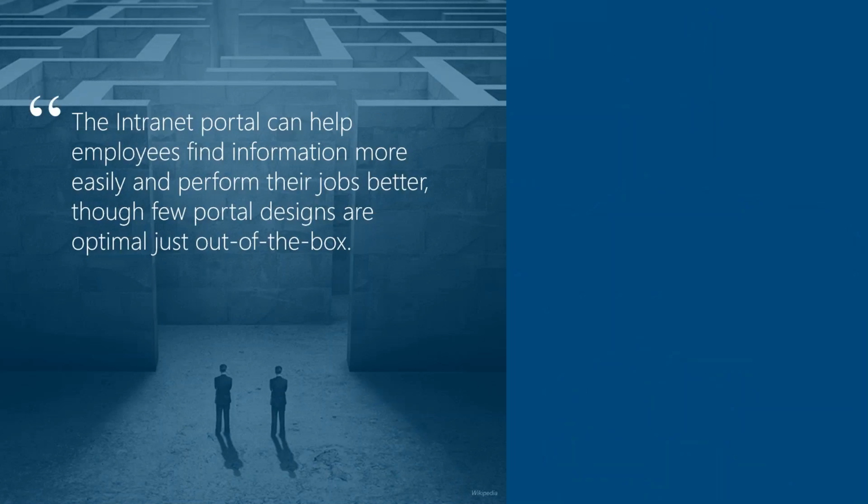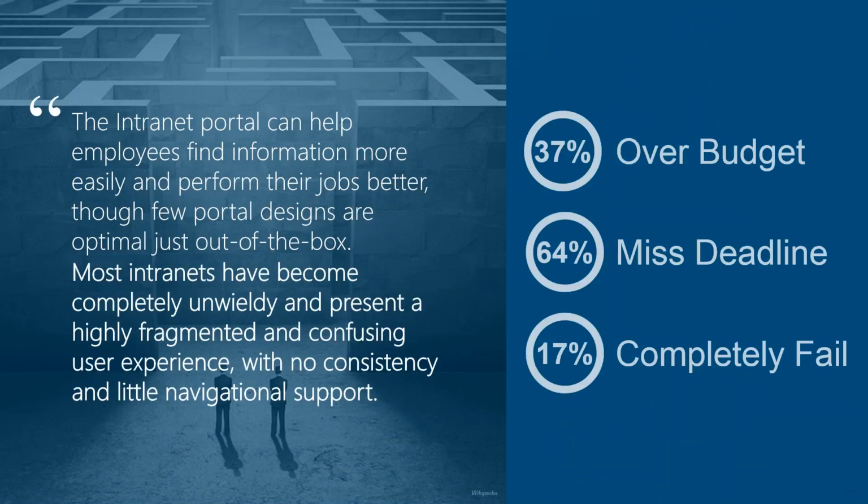So this is from Wikipedia, their definition of an intranet portal. And it talks about, it can help them find things better and do things better, but very few are optimal just out of the box. And here's the second part of that Wikipedia thing: basically, most of them have just become a mess, right? They're just really fragmented, confusing. The user experience, the design of it, how people get around, it's just a mess. And you can see some more stats here in addition to this 3 out of 5 or 63% failing. You've got over budget, deadlines, completely fail. I mean, there's a lot of things going on, right? So we talked about failure.